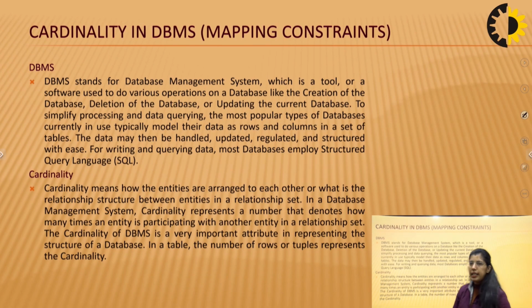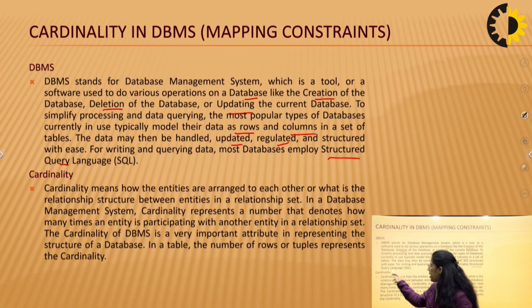Moving on to the cardinality. First of all, DBMS stands for Database Management System, which is a tool used to do various operations on a database like creation, deletion, updation, etc. To simplify the processing in data querying, the most popular type of database currently used is the relational database, which is a combination of rows and columns, and data may then be handled, updated, regulated and structured with ease. For writing queries in DBMS, you need to learn about structured query language, that is SQL.